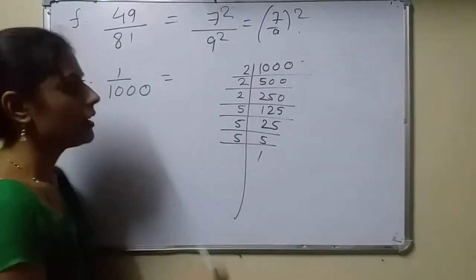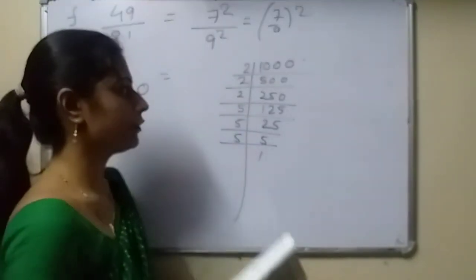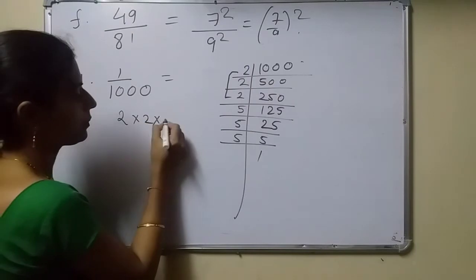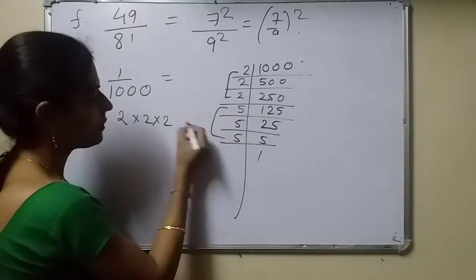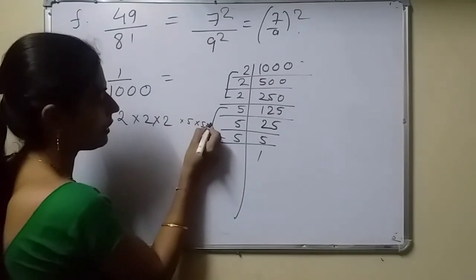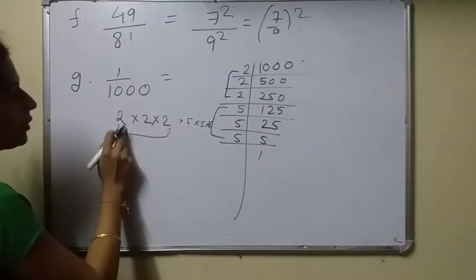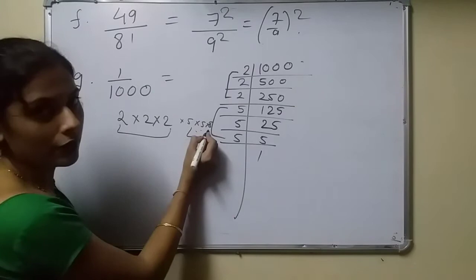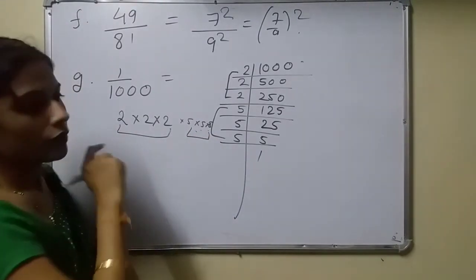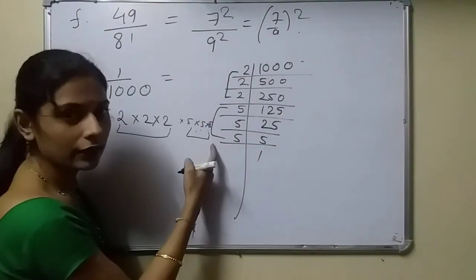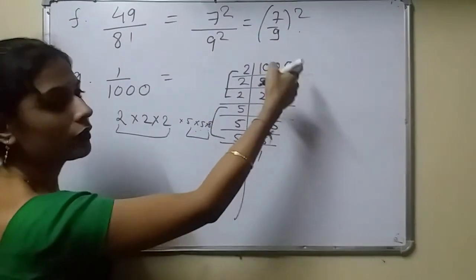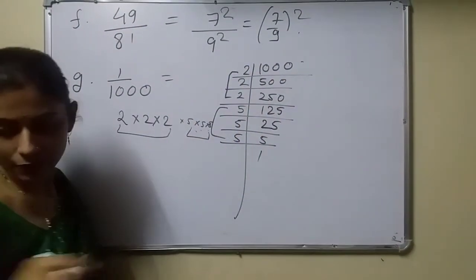Now see, here you are getting a pair of 3. Pair of 2 is 2 into 2 into 2. Pair of 5 is 5 into 5 into 5. Now multiply. 2 2s are 4, 4 2s are 8. 5 5s are 25, 25 5s are 125. So here you are getting another number. Here you got both the numbers same, but here both the numbers are not the same.